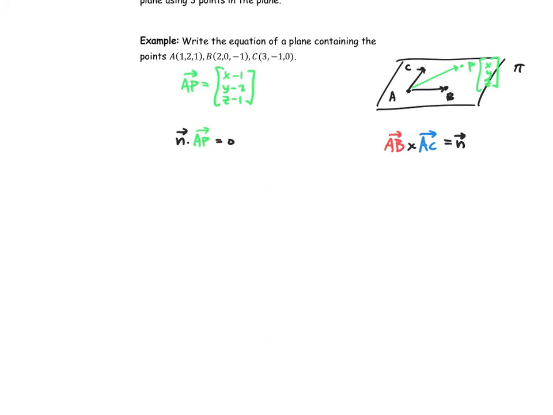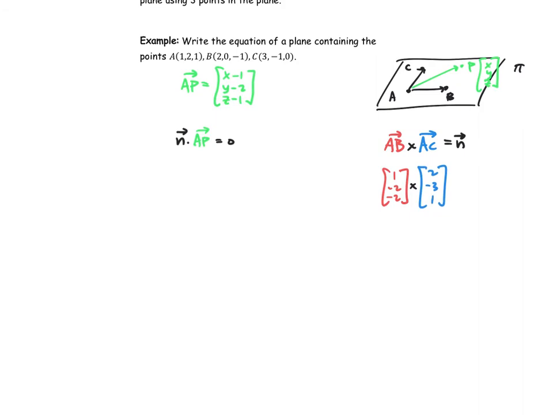So AB is going to be all the points of B minus all the points of A. 2 minus 1 is 1. 0 minus 2 is -2. -1 minus 1 is -2. Okay, so there's AB. I'm going to cross that with AC. AC will be 3 minus 1, which is 2, negative 1 minus 2, which is negative 3, and 0 minus a negative 1, which is 1.